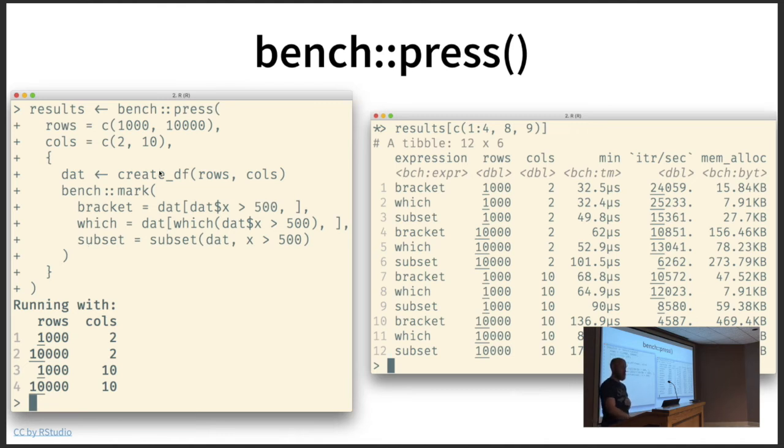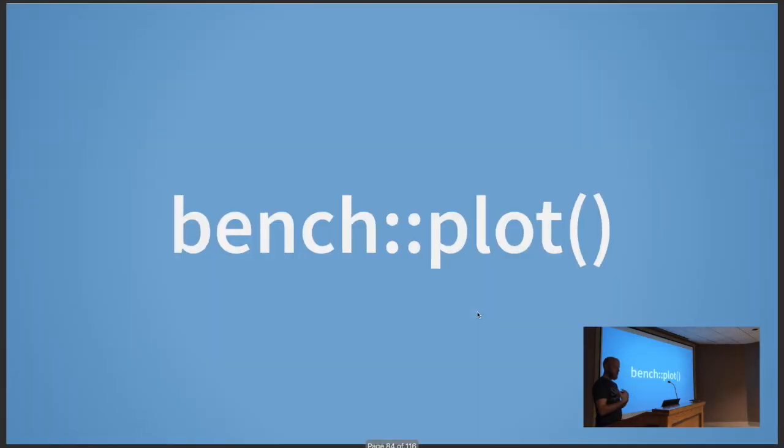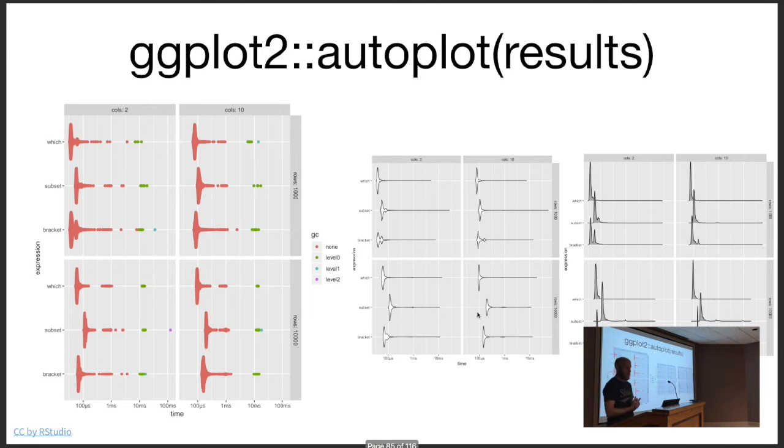So basically what this code is doing is taking the rows and columns, creating a new data frame of that size, and then running our previous benchmarking code on it. And then when we run this, we get the 12 possibilities, all of those 4 combinations, each with our 3 expressions. So this makes it very easy to test a given set of expressions on a wide variety of input sizes.